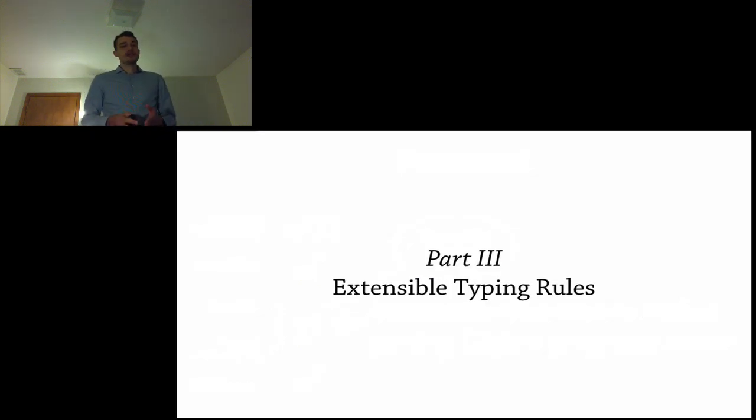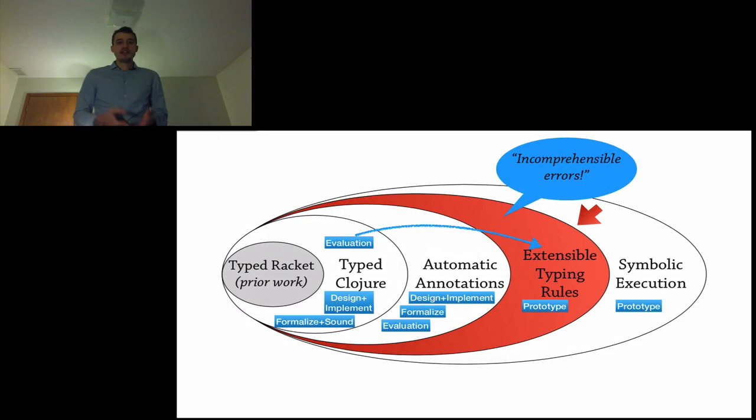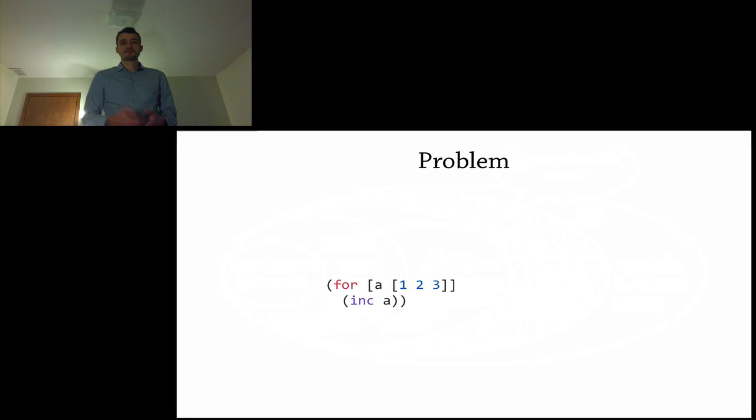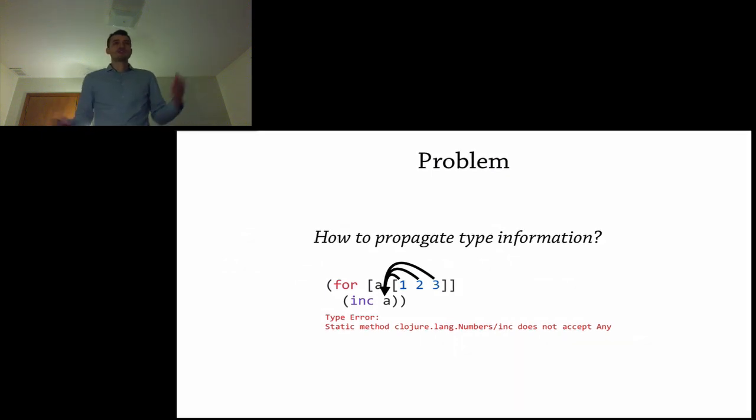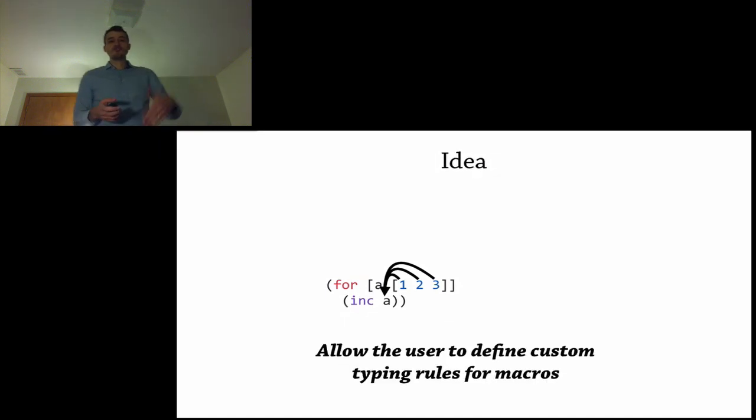All right, so part 3 is about extensible typing rules, and it addresses the second complaint of the evaluation, which is that there are incomprehensible errors when it comes to type checking macros. So here's the problem. Again, we have this macro. Once it expands, Typed Clojure doesn't know what to do with it, so we get this incomprehensible error. And what we really want is to propagate type information so that the types are more precise, which gives Typed Clojure a better chance to actually type check this. The idea is to let the user define custom typing rules for their macros, so then this is an extensible system.